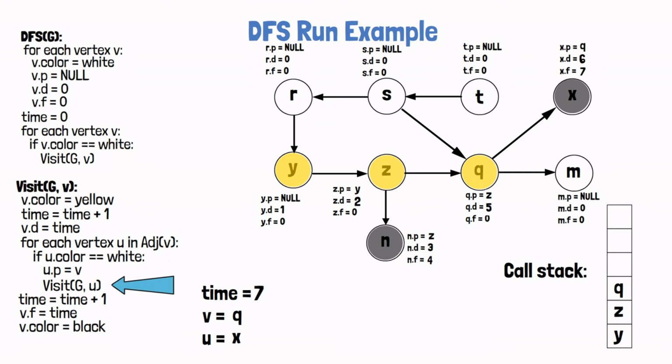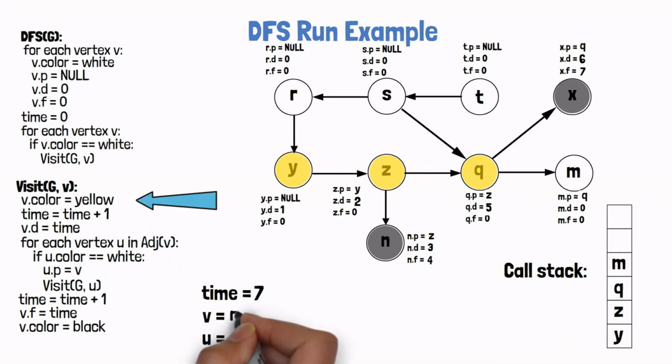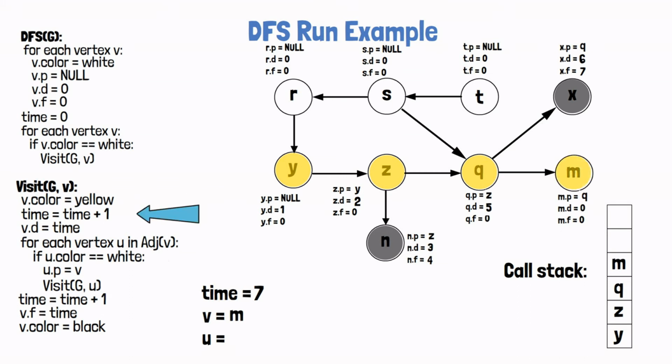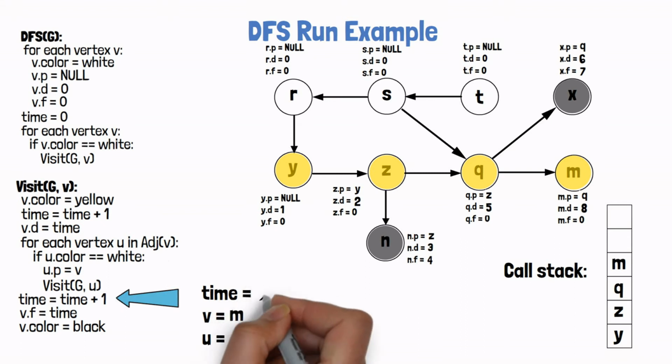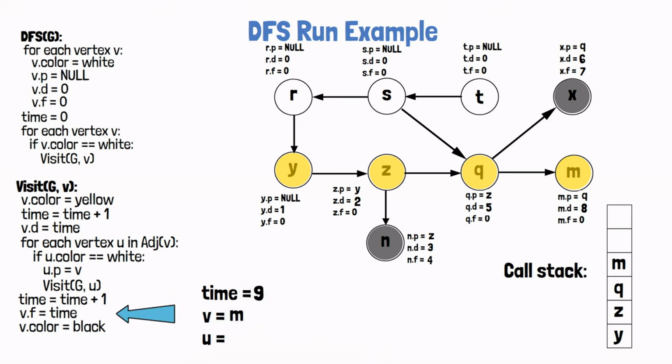We are back to handling q, and we move on to its next neighbor, which is m. M is still white, so we set its parent to be q. We update the call stack and local state and go to visit m. We color m yellow, increment the time to 8, and set the discovery time of m to be 8. We then see there are no neighbors for m, so we skip the for loop. We increment the time to 9 and update the finish time of m to be 9. We also color it black to mark it as finished.